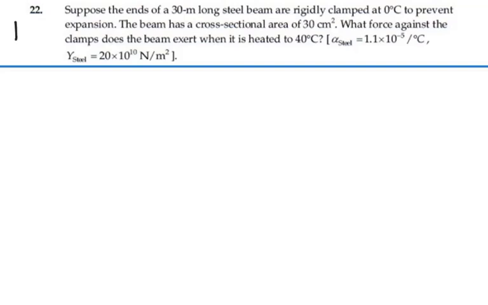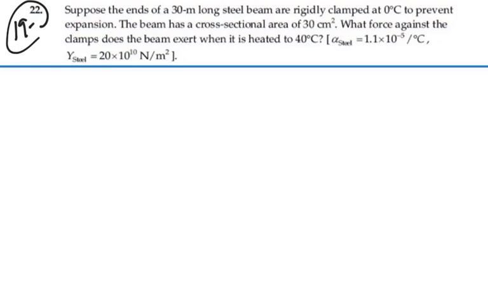Here's problem 1922. Suppose the ends of a 30-meter long steel beam are rigidly clamped at 0 degrees Celsius to prevent expansion. The beam has a cross-sectional area of 30 square centimeters. What force against the clamps does the beam exert when it is heated to 40 degrees Celsius?